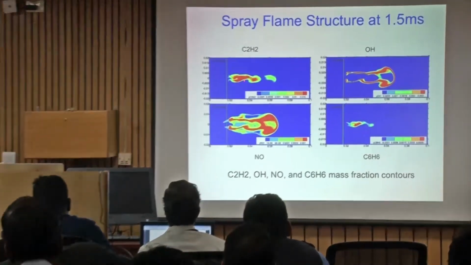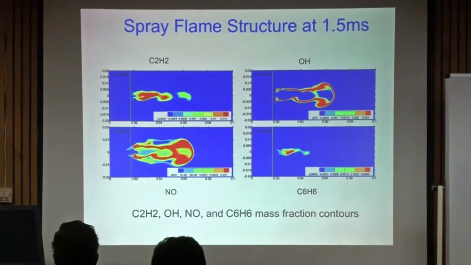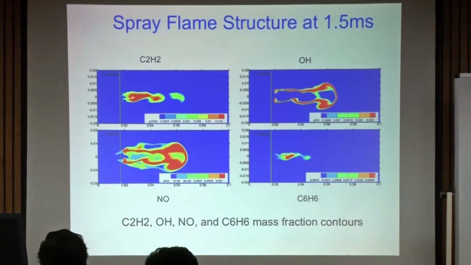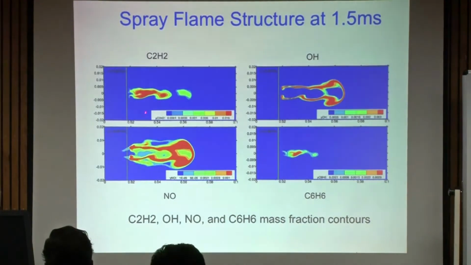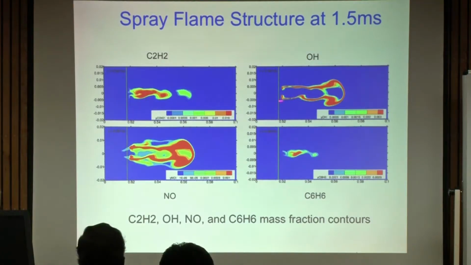So this is the overall flame. Rich premixed flame is here, then here the diffusion flame. So C2H2 is produced in the rich premixed flame. OH is a good signature for the diffusion flame. So that shows the location of the diffusion or the non-premixed flame. And inside you have the rich premixed flame.